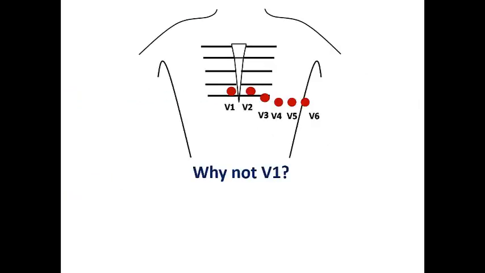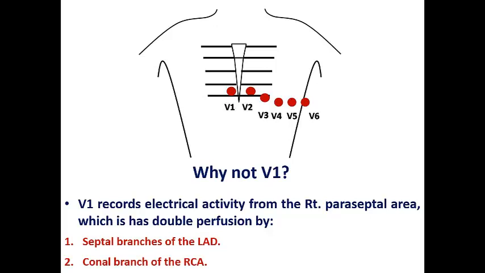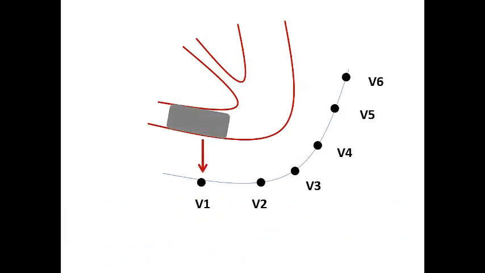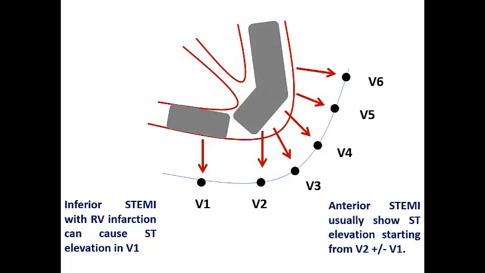Why not V1? Of course, this is a very logical question that we need to ask ourselves, because V1 is an anterior lead, but we didn't mention that it shows maximal ST elevation. It depends on the fact that V1 records electrical activity from the right paraseptal area, which has double perfusion by septal branches from the LAD and the conal branch of the RCA. And so this explains why in patients with inferior STEMI, when they have RV infarction, it can cause ST elevation in V1 as we mentioned before, and anterior STEMI usually shows ST elevation starting from V2 plus or minus V1.